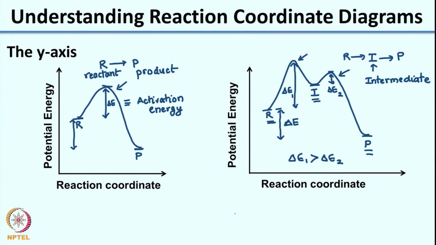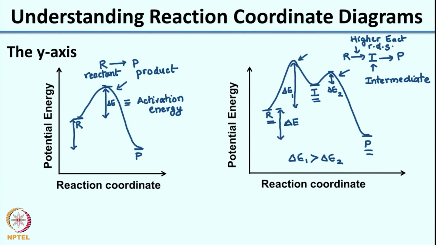In the second case, you have to cross two hills, out of which the first hill is the larger hill. So, it has the larger activation energy. A lot of times this corresponds to E activation. So, this would correspond to the rate determining step or RDS.